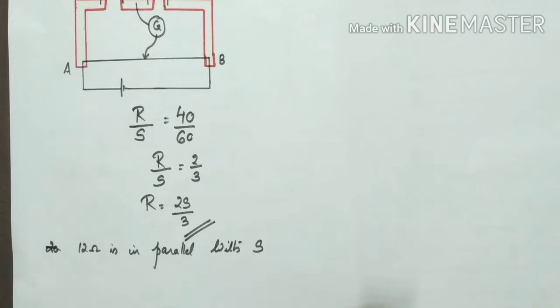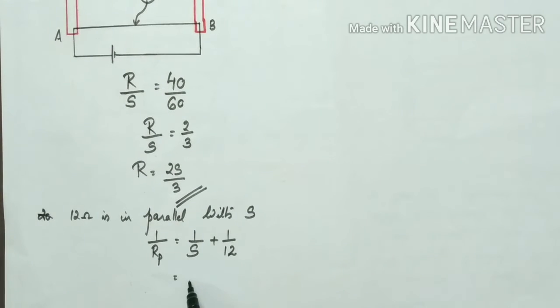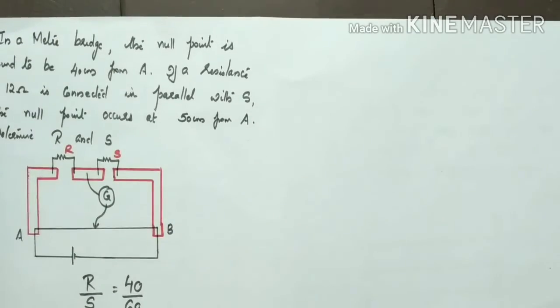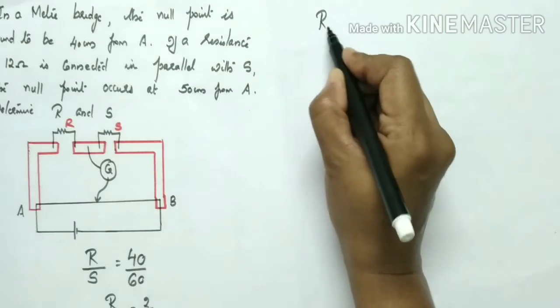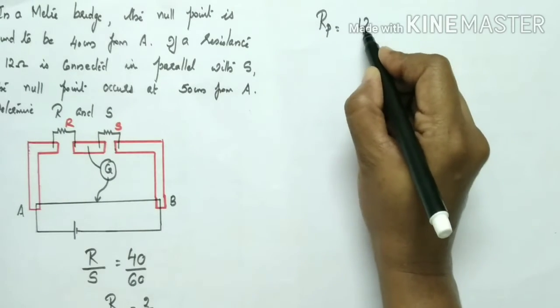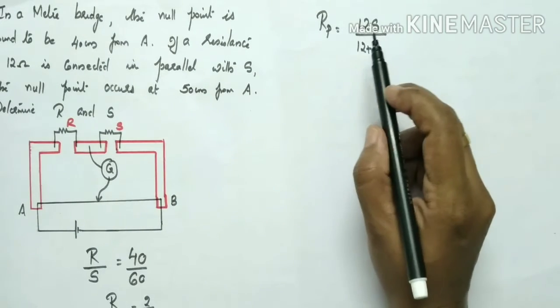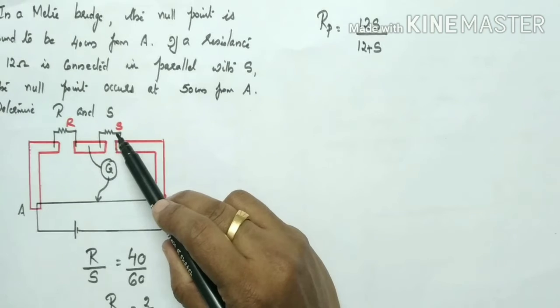So, if 12 ohm is connected in parallel, what is the equivalent resistance? 1 by Rp equal to 1 by S plus 1 by 12. Okay, 1 by Rp becomes 1 by S plus 1 by 12 is equal to, we can take the LCM, 12S, here 12 plus S, that is 1 by Rp. So, what will be the value of Rp? Rp can be written as equivalent resistance is 12S divided by 12 plus S. Right. So, this equivalent resistance is connected here in place of S.